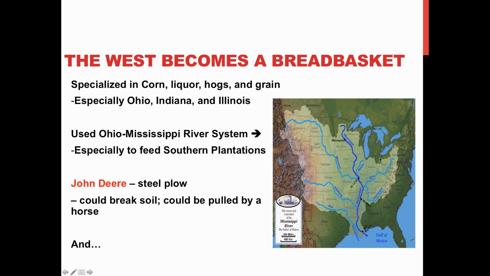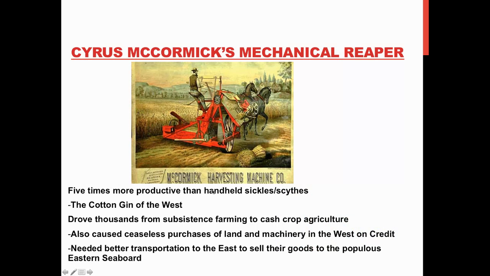And so with this ability to sell crops in mass volumes, the West becomes a sectional economy. It becomes based in corn and wheat and hogs and pigs and livestock. This is the food, the bread basket of the country, and it feeds the rest of the country, and can do so because of new technology like, one, the John Deere steel plow that's pulled by a horse and can break soil, and especially Cyrus McCormick's mechanical reaper. This is the cotton gin of the West. It's 5 times more productive than cutting wheat with a scythe or a sickle.